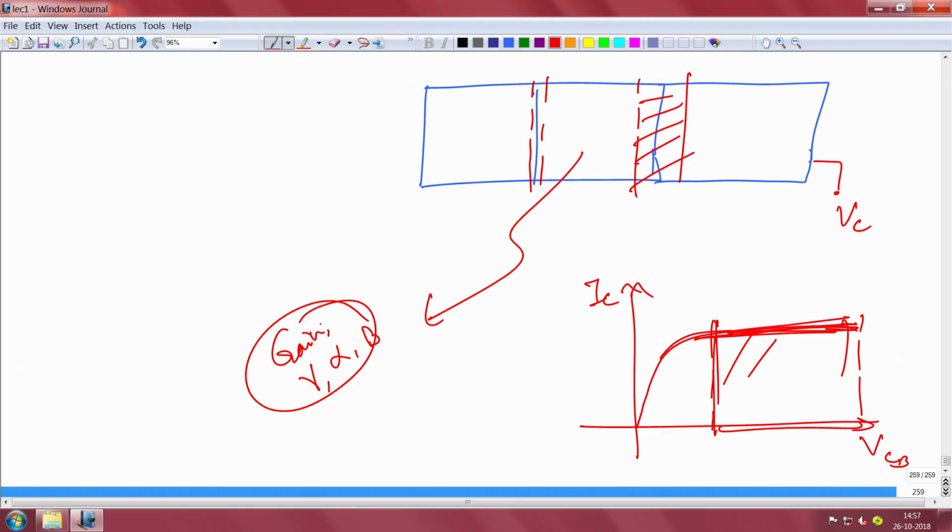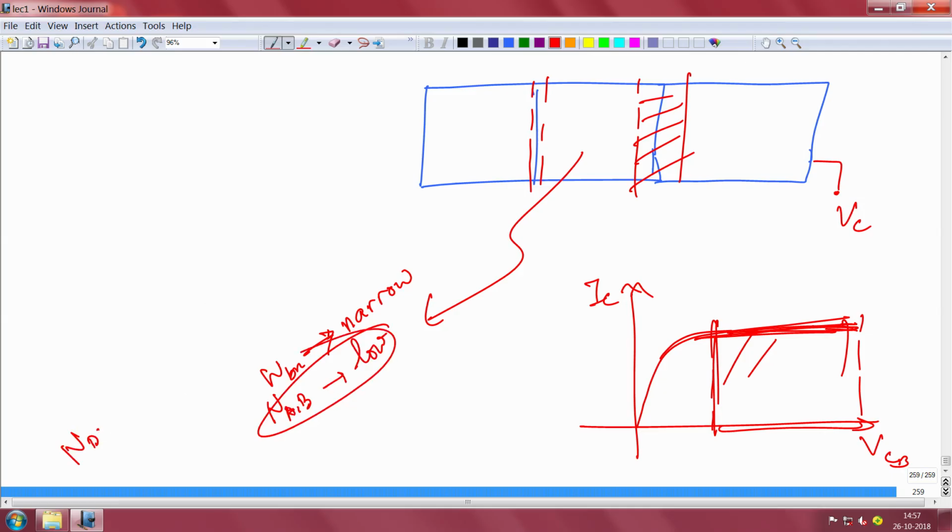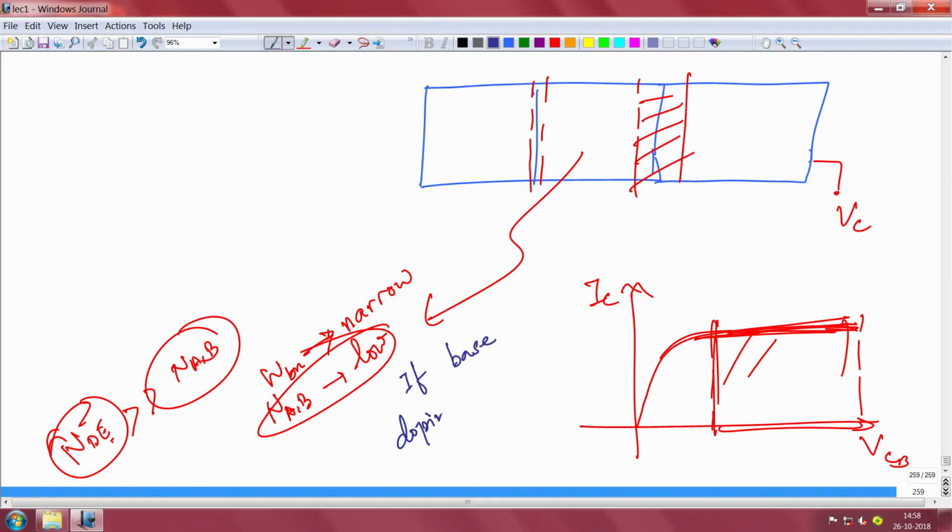But if you are increasing the gain, or making emitter injection better, alpha better, beta better, if you want to make all this better, then your base width W_N should be narrow, that is one thing, and the p type doping in the base should be low. You remember that the emitter doping, the n type doping, should be much higher than the base doping. If that is the case, then the base doping will be light. If the base doping is light, then what will happen?